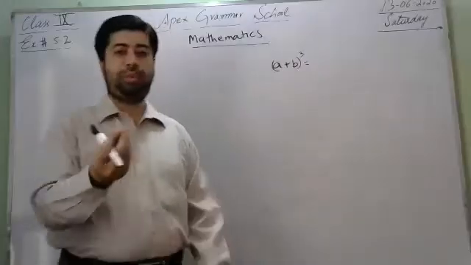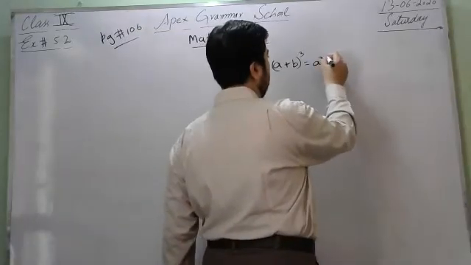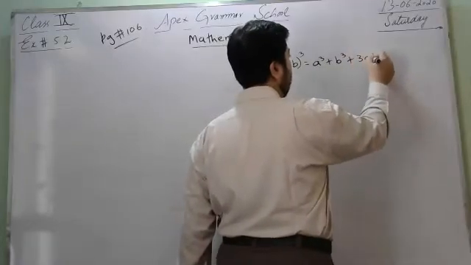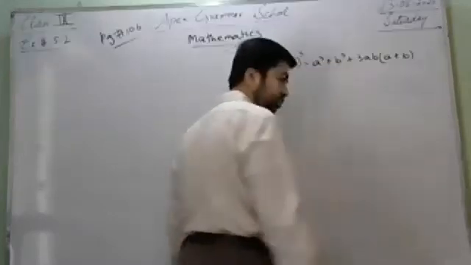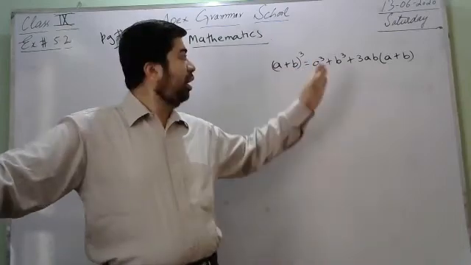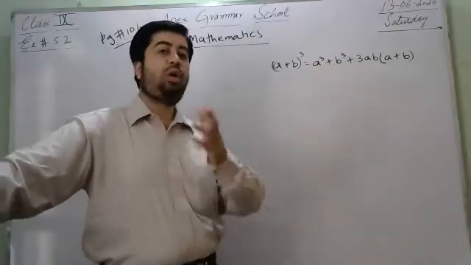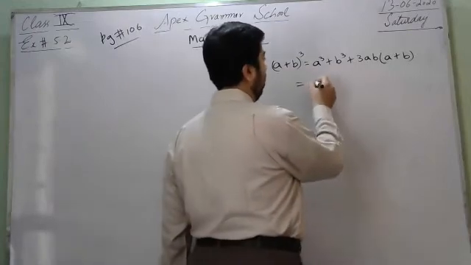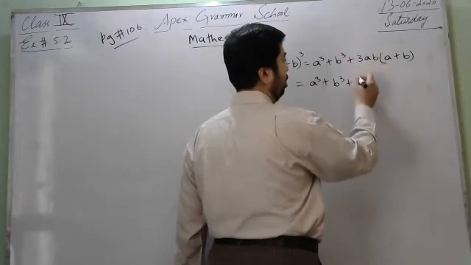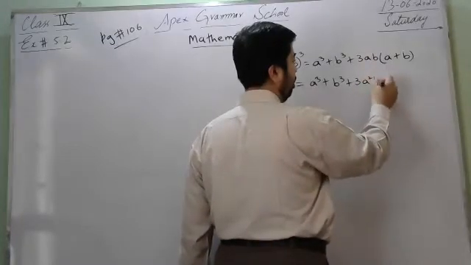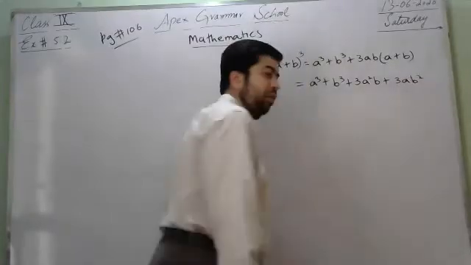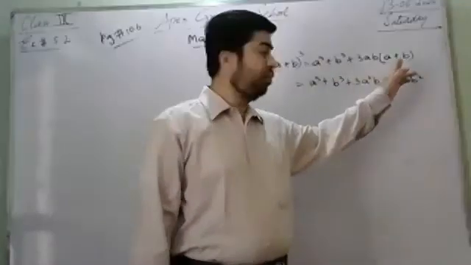(a plus b) whole cube means a cube plus b cube plus 3ab into (a plus b). This formula contains two shapes: a cube plus b cube plus 3ab into (a plus b), or you can write it as a cube plus b cube plus 3ab multiplied inside, so you can write 3a square b plus 3ab square. You can write it in this form or in this form.